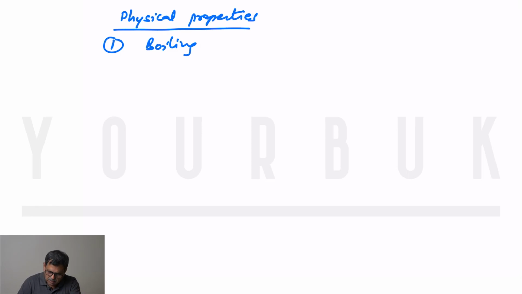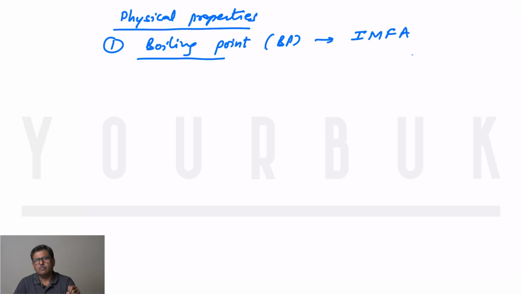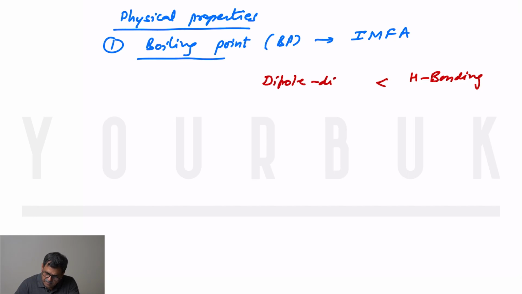of attraction. So boiling points, I'm using this abbreviation, depend on the intermolecular forces of attraction. And in organic compounds, we have mainly 3 types of intermolecular forces of attraction. Either you will have H bonding, or dipole-dipole, or the weakest dispersion forces, or you can write the van der Waals forces.